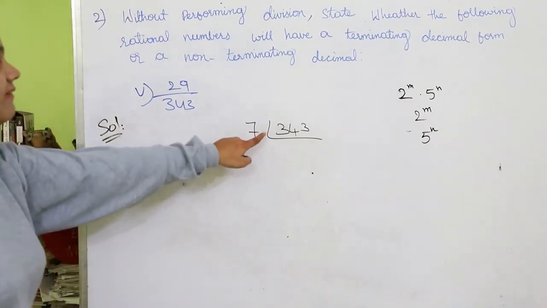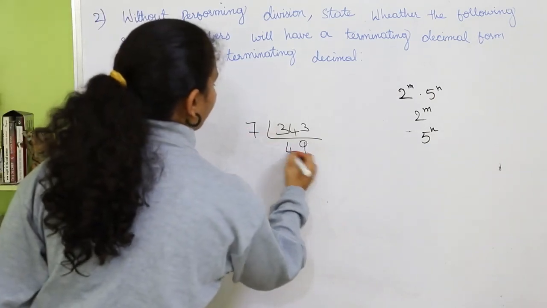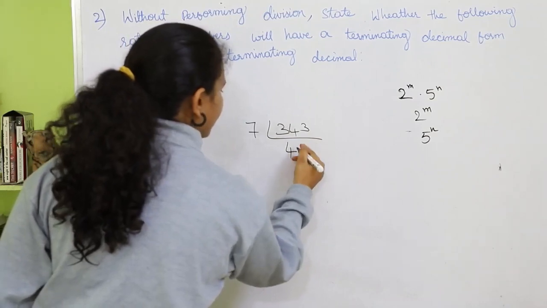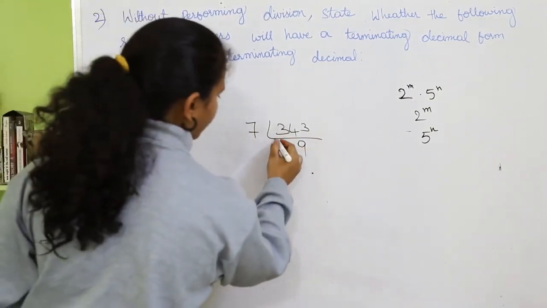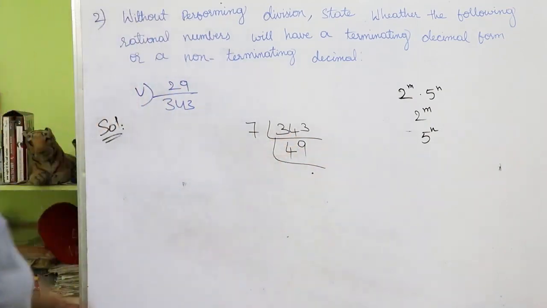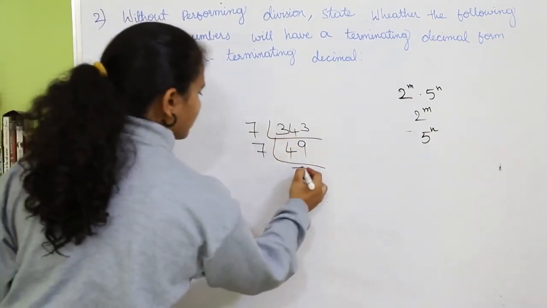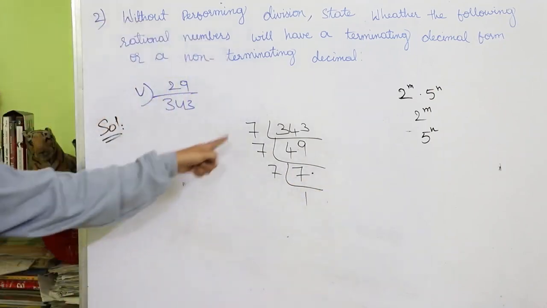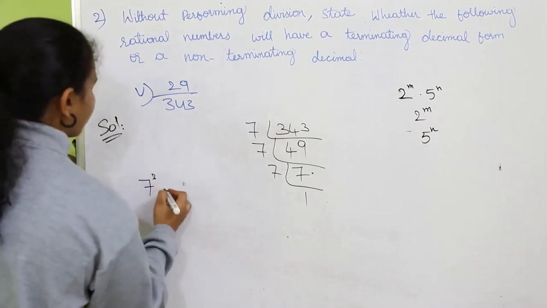So here 7 cube will be 343, but you go for like 4, 9, 49 over here. 7 4s are 28, so here you have 28, 9, 4 over here. So this becomes 63. So here we got what? 49. Now again go for 7 over here. 7 7s are 49. Again you go for 7, 7 1s are 7. So therefore 7 cube equal to 343.